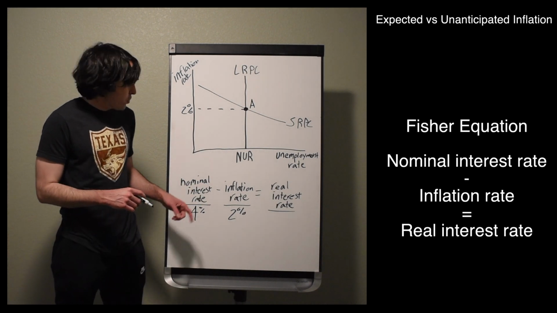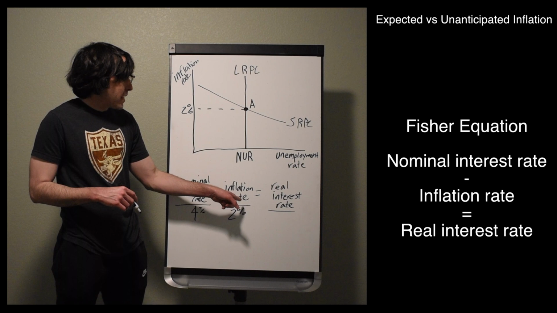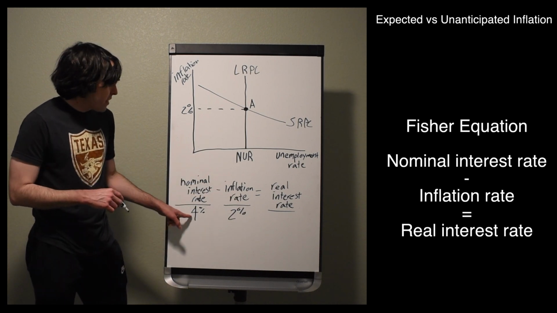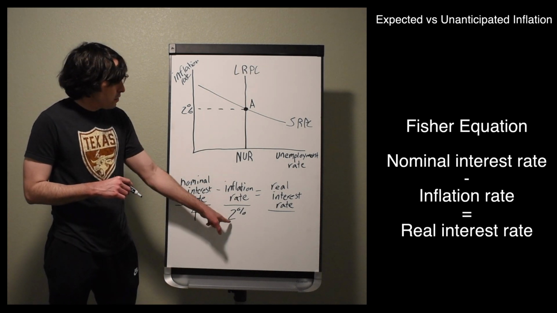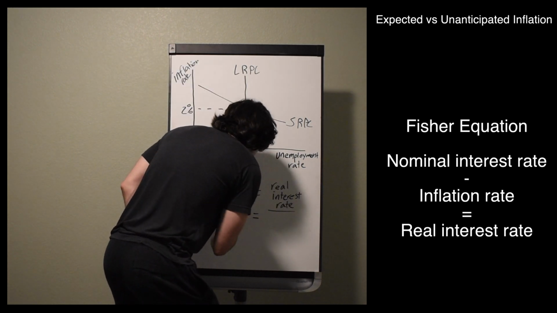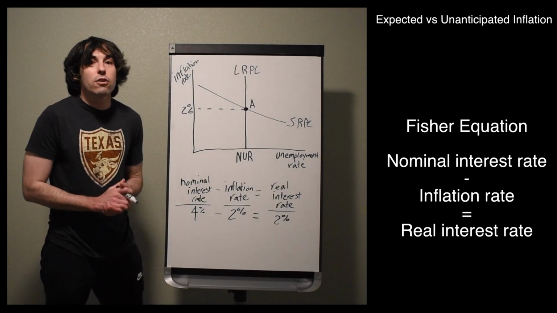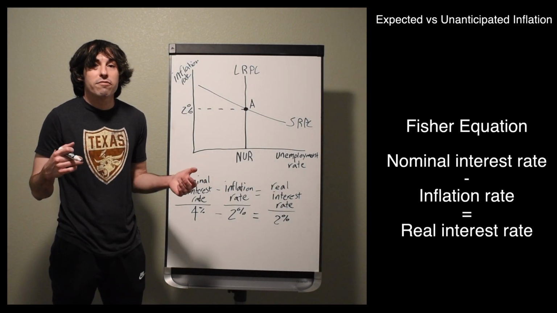Remember, the Fisher equation shows that the real interest rate is equal to the nominal interest rate minus the inflation rate. And so if I have a nominal interest rate of 4% with a 2% expected inflation rate, well then my real interest rate is going to be 2%. That's what I'm really paying back over the life of the loan based on what inflation is doing to the power of the dollar.